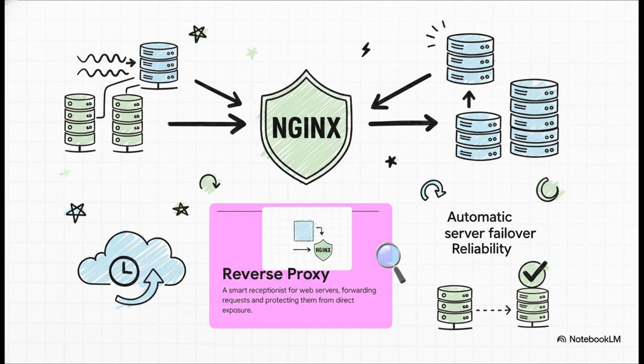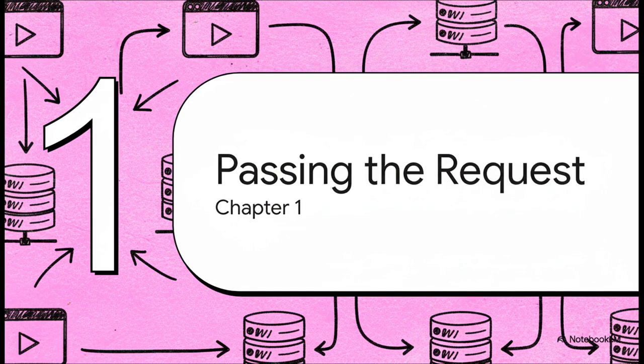Okay, so the magic behind all this is a concept called a reverse proxy. And honestly, the best way to picture it is like a super smart, incredibly efficient receptionist for your web servers. It stands at the front door, takes all the incoming requests, and intelligently sends them to the right backend service. And, maybe most importantly, it protects those backend servers from having to deal directly with the wild west of the internet. So let's actually build one, piece by piece.